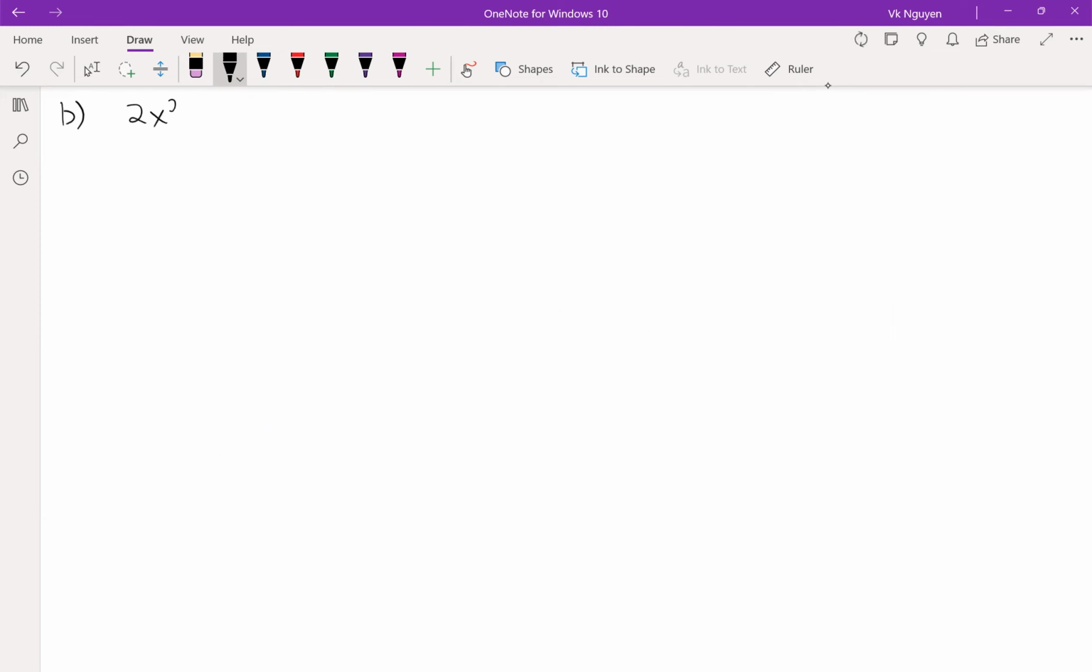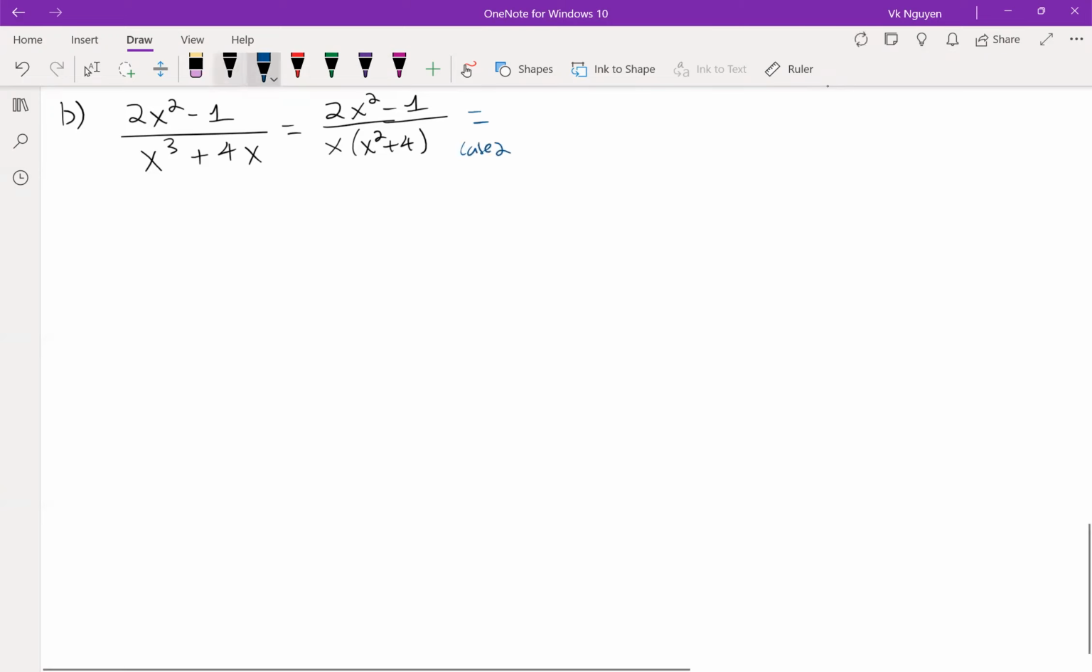B, 2x squared minus 1 over x cubed plus 4x. Let's take a look at this one. Factor the bottom into x times x squared plus 4. On the top, we have 2x squared minus 1. We have an irreducible quadratic. So that is case number 2. In case 2, the partial fraction is a over x plus bx plus c over x squared plus 4.